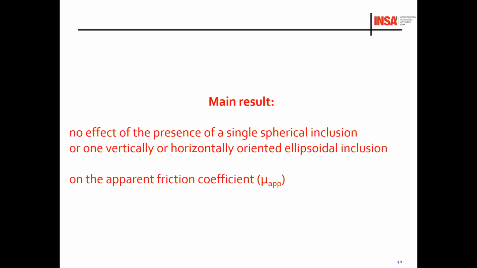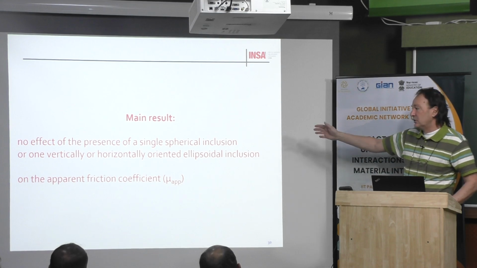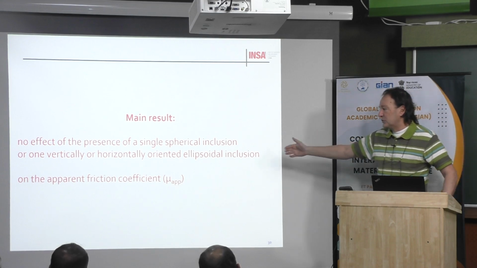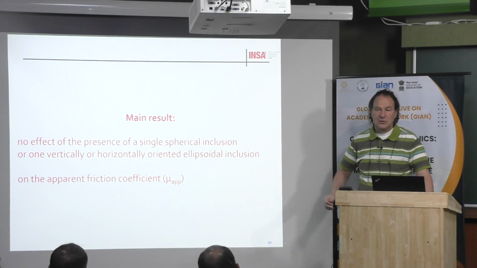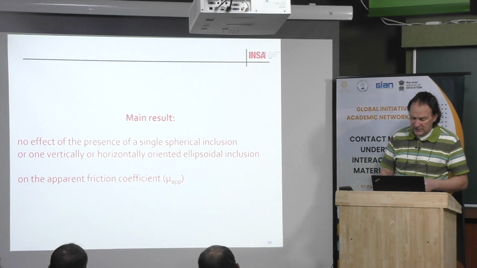Something that we observed is that when you put single inclusions, in fact, there is no effect of the inclusions on the apparent friction coefficient. I think it's too small, especially when it is a small inclusion. There is no effect.